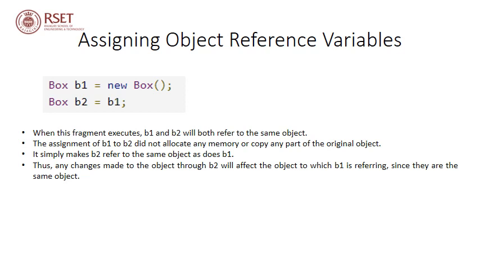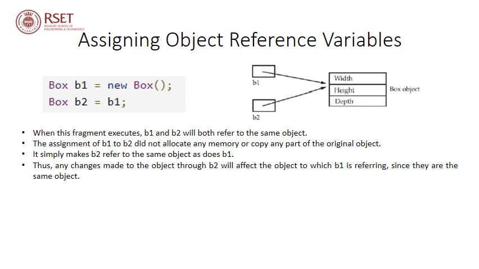However, this is not the case. When this fragment executes, b1 and b2 will both refer to the same object as shown in this figure. The assignment of b1 and b2 did not allocate any memory or copy any part of the original object. It simply makes b2 also refer to the same object as b1. Thus, any change made to the object through b2 will also affect the object to which b1 is referring.